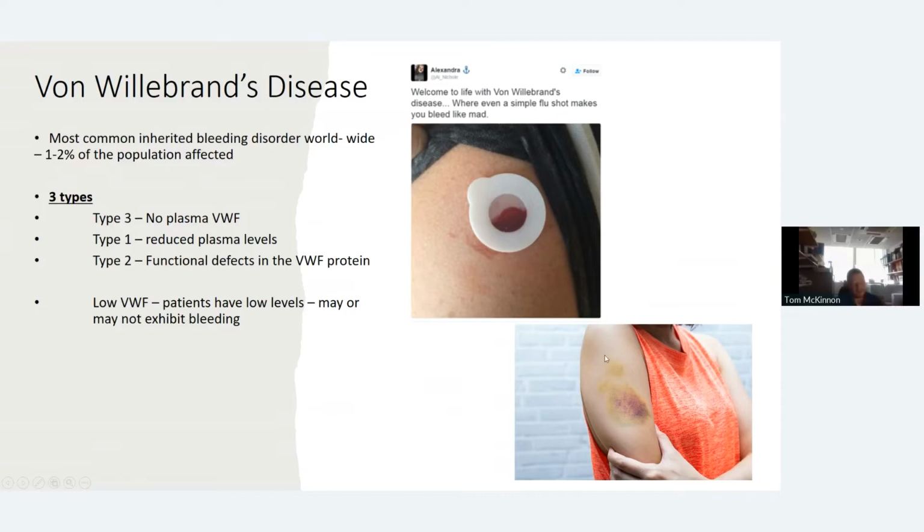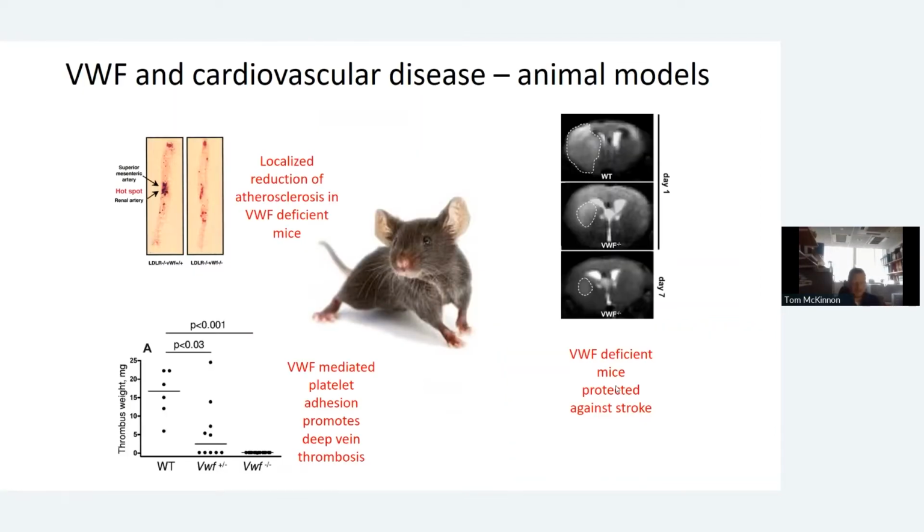And these 2 images really highlight how serious VWD can be. This is an image of someone who's posted this on Twitter, saying welcome to life with von Willebrand's disease, where even a simple flu shot can make you bleed like mad. And patients will also experience very easy bruising. Now, on the flip side of the coin, we've got von Willebrand's disease where patients bleed. It's also becoming apparent that von Willebrand factor plays quite an important role in cardiovascular disease. And we have evidence in animal models.